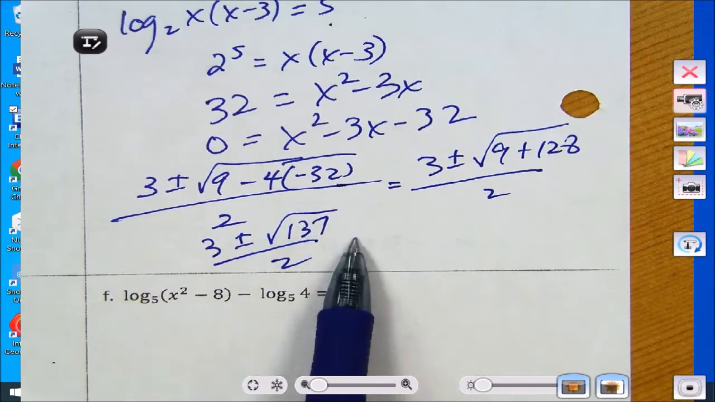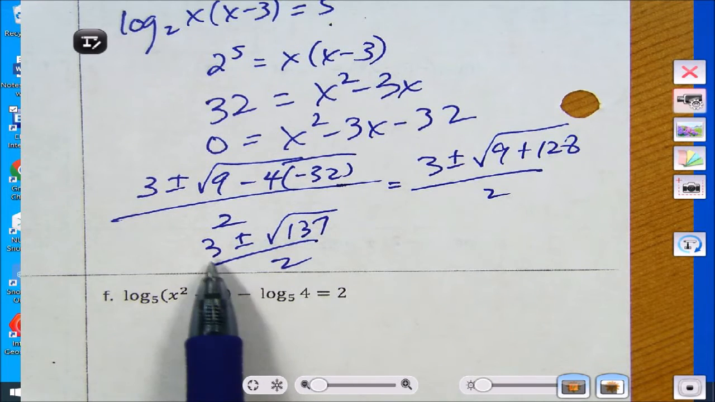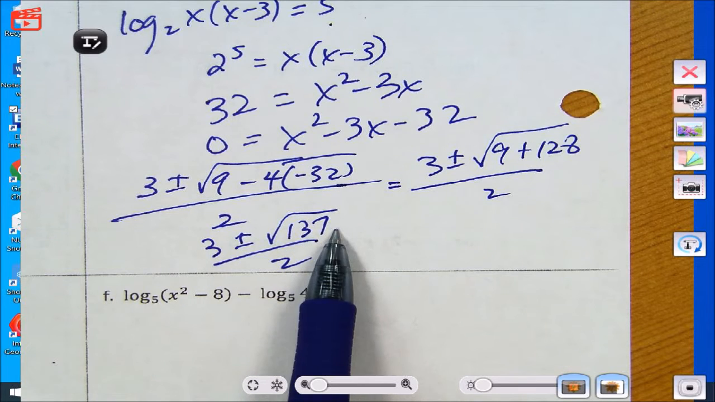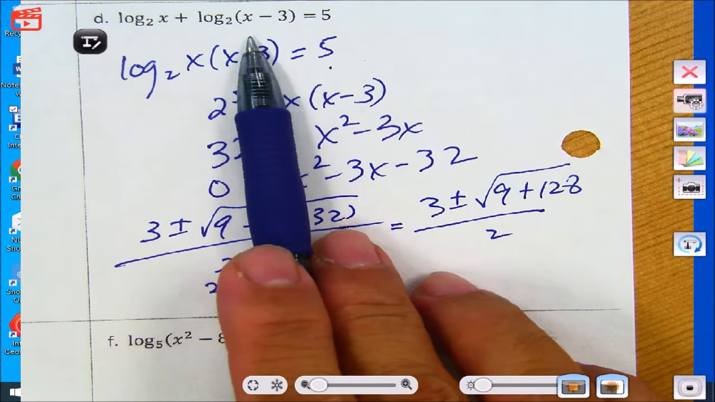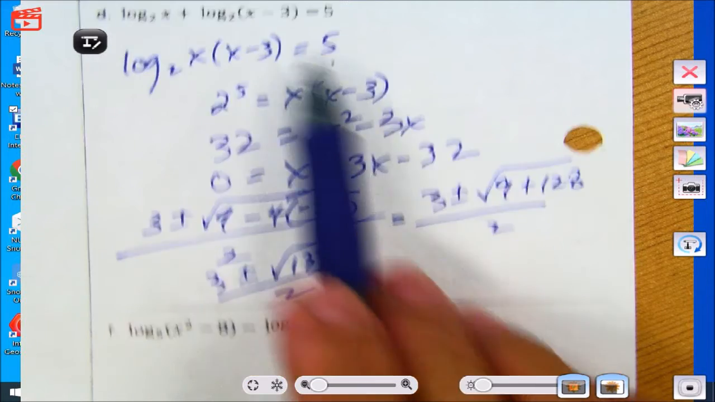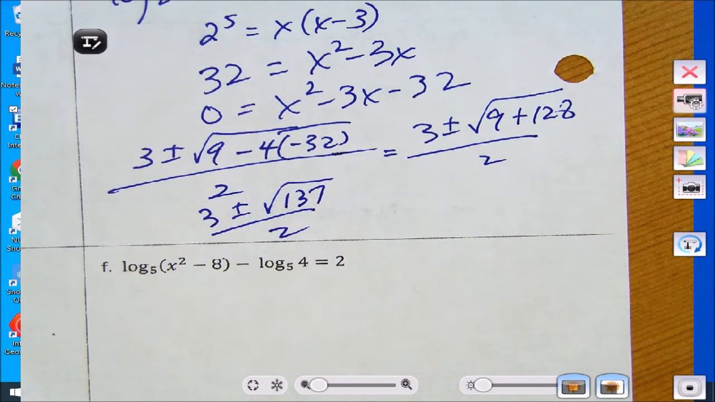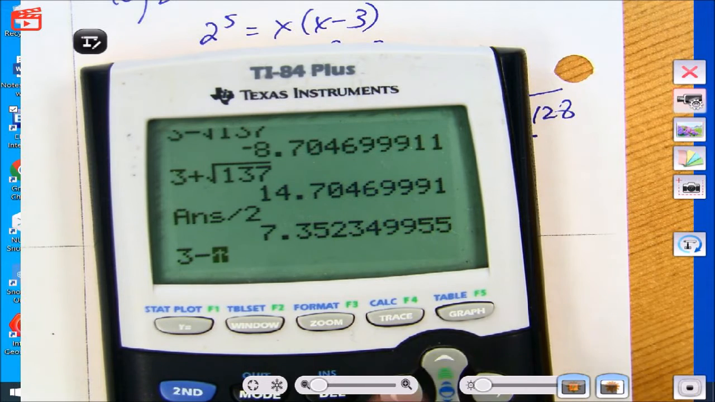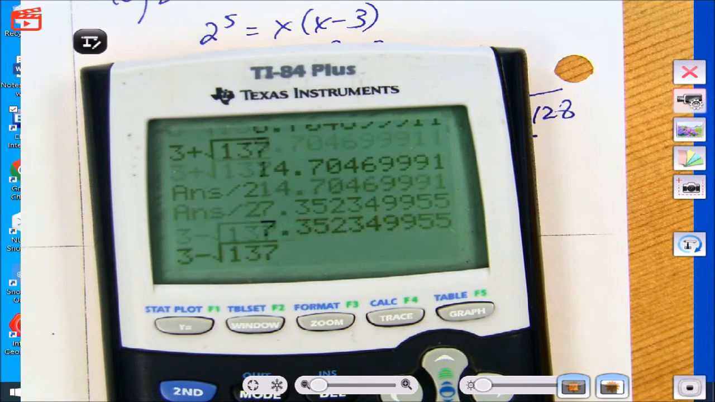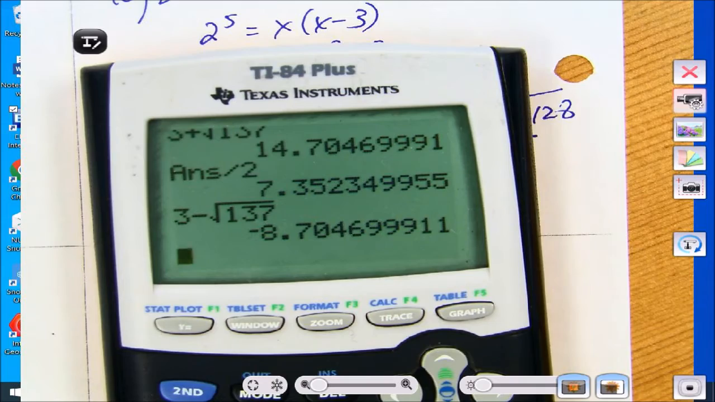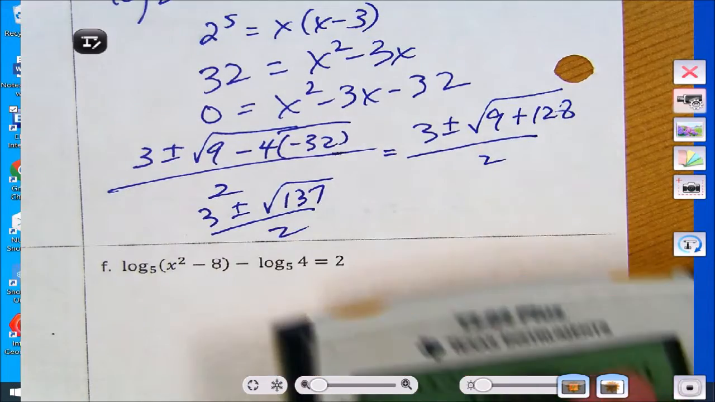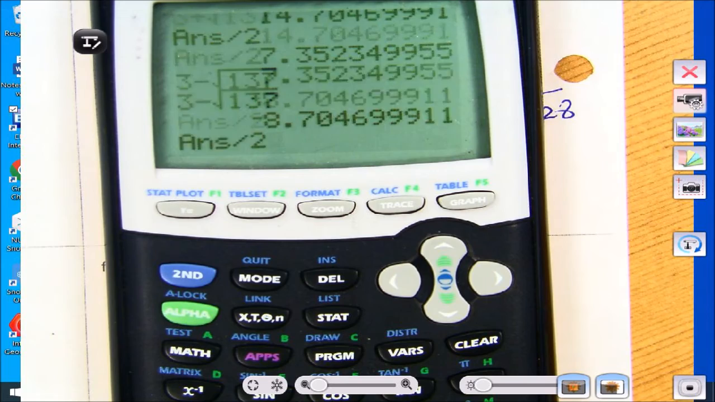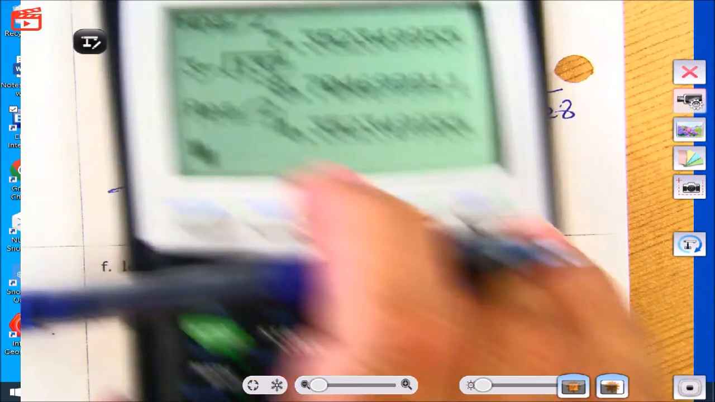Alright, so now, here's what you do. You have to do 3 plus the square root of 137, and that's going to be a pretty big number. So the 3 plus is not going to be a problem. The 3 minus, that's iffy. So you get a calculator out and do 3 minus the square root of 137. That gives me negative 8.7. But remember, it's being divided by 2, so it's smaller than that. Divide that by 2, and you get negative 4.35.